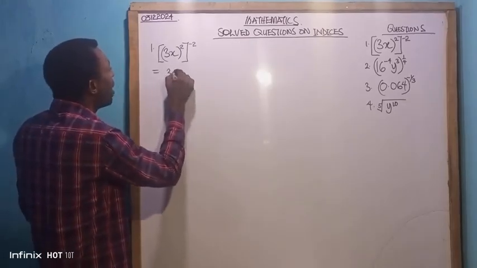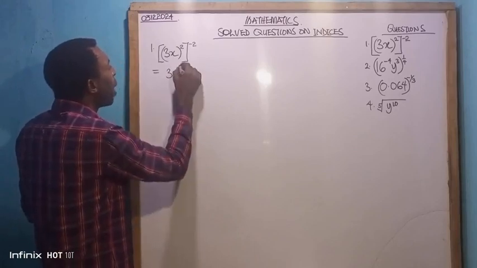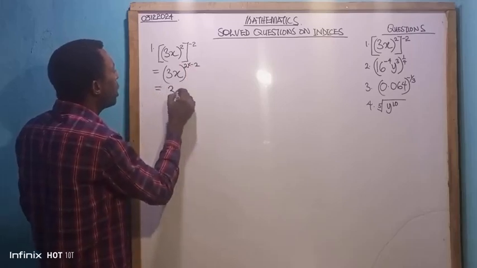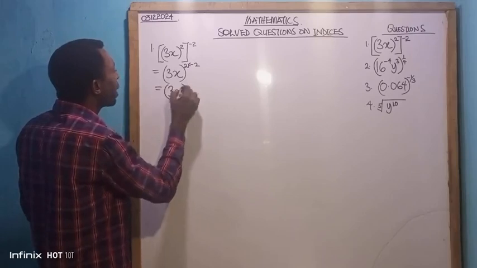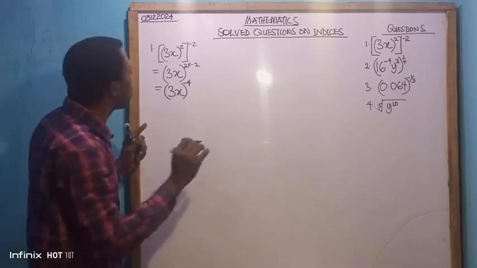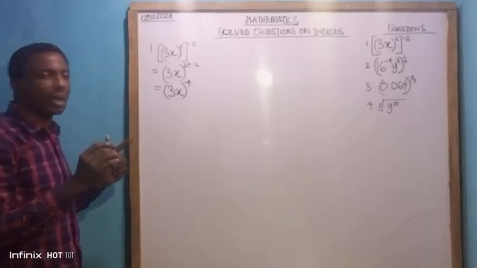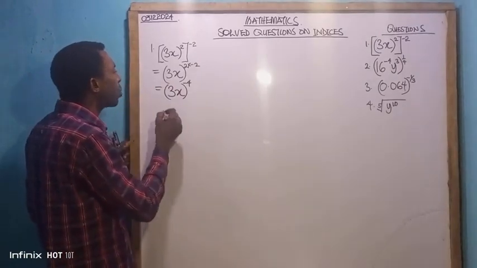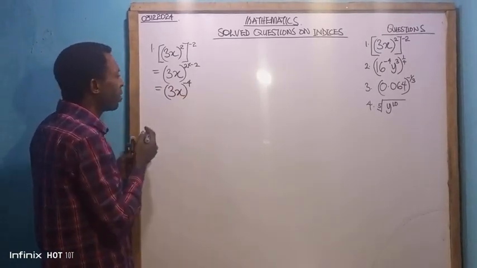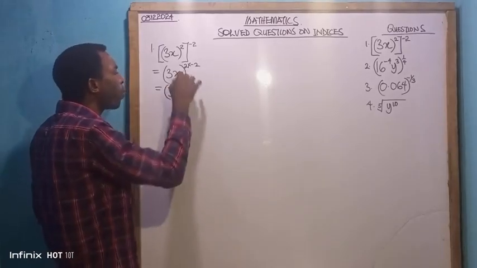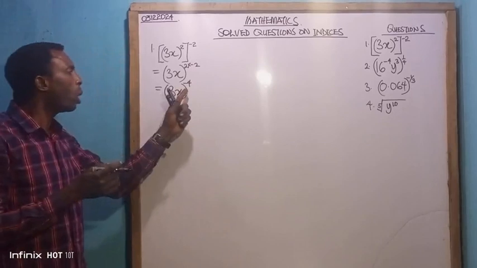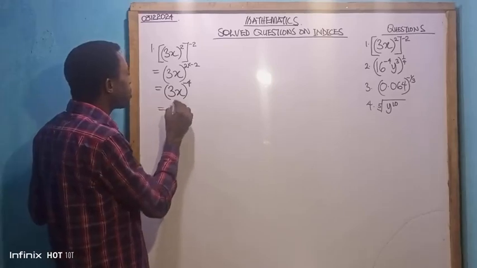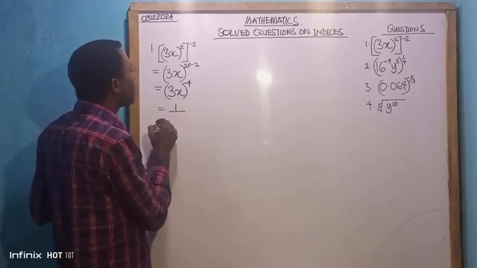So that will be (3x) raised to power 2 times minus 2, which gives us (3x) raised to power minus 4. You can see we've gotten the two powers together to be one. Now, what do we do with this minus 4? The negative power means we take the reciprocal. So that's going to give us 1 over.